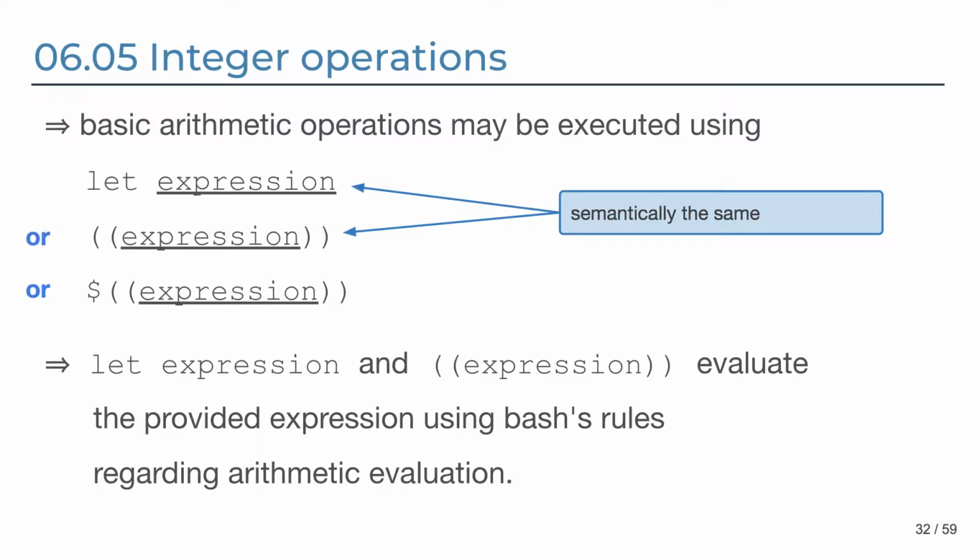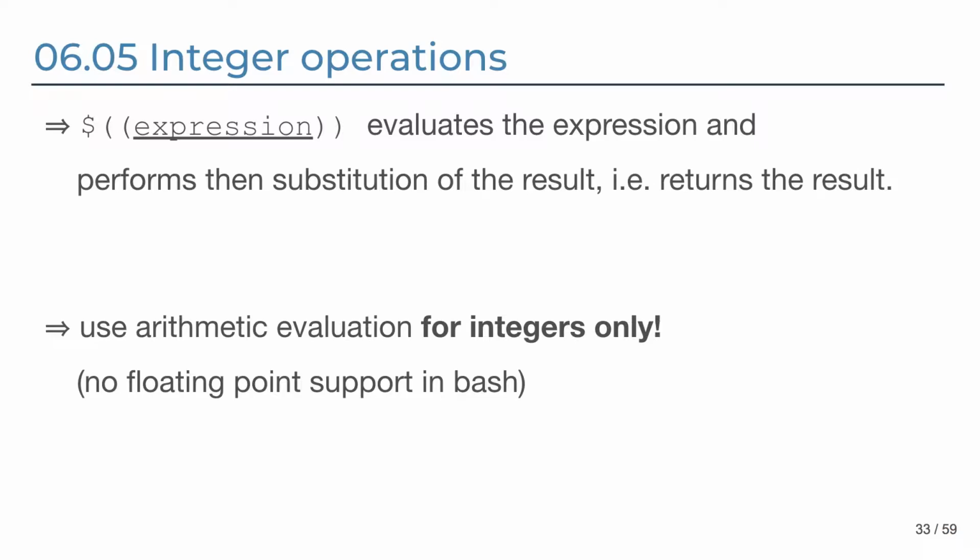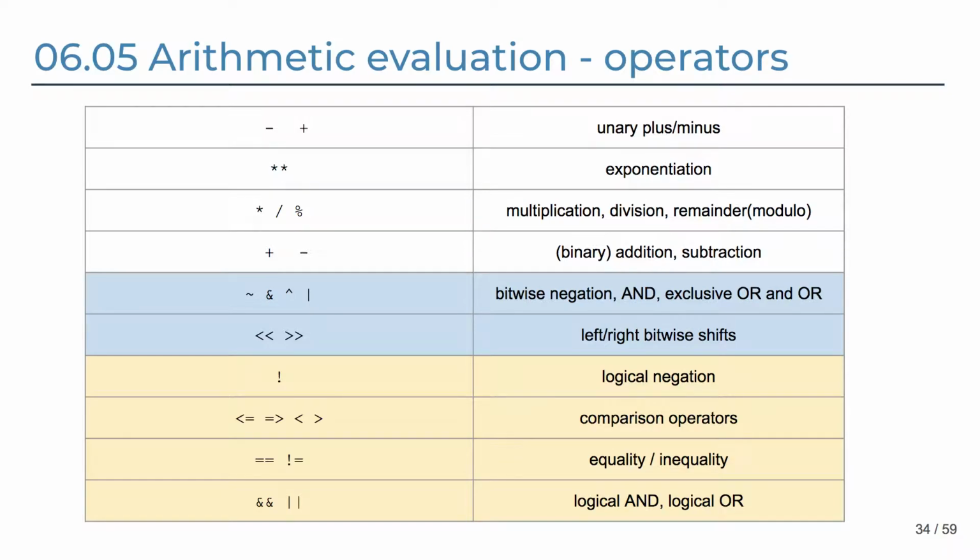So let and the first parentheses are actually the same. They just run the expression. Whereas when you use the double parentheses with a $ sign, the result of the computation is returned. Unfortunately, these operations only work for integers, but integers are still very handy, and we can do a lot of things with them in Bash.